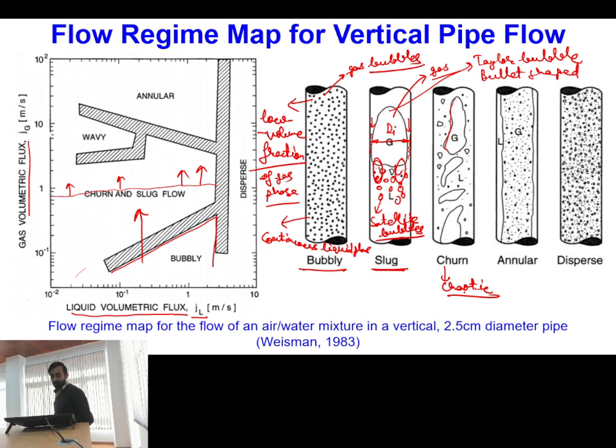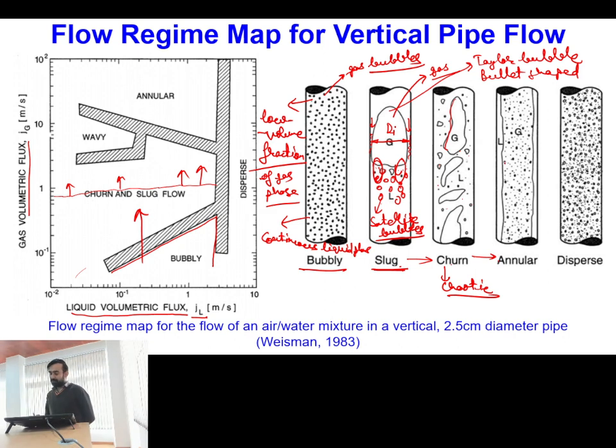Churn flow, once again, is a very random phenomenon. You cannot clearly understand and determine its dynamics, because you will not be able to define when a big chunk is coming, when a small bubble is coming. It is a transitional regime from slug to annular. So slug is entering churn and then it is transferring to annular. So this is a transitional regime.